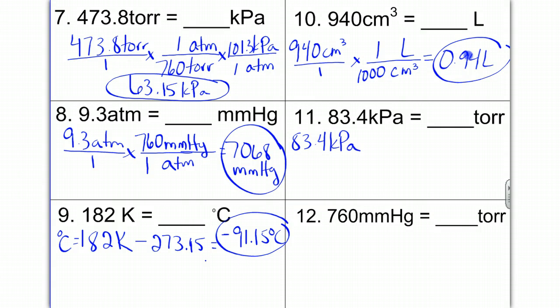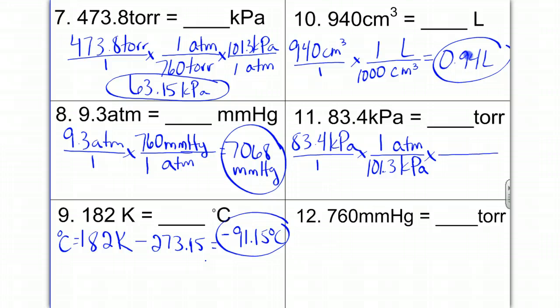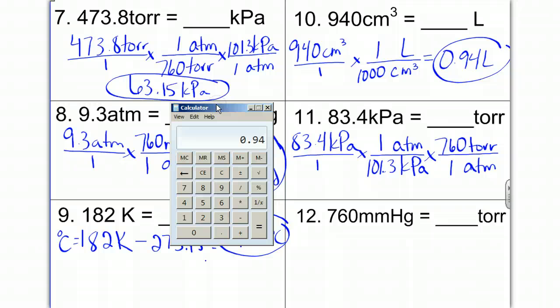Number 11, 83.4 kilopascals over 1. We know that 1 atmosphere equals 101.3 kilopascals. And then we also know that 1 atmosphere equals 760 torr. Notice I did not go directly from kilopascals to torr. So this will be 83.4 divided by 101.3 times 760, which gives me 626 torr.